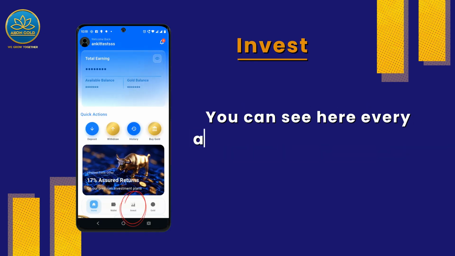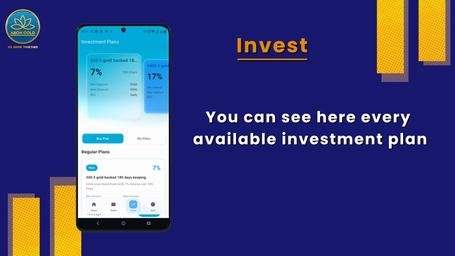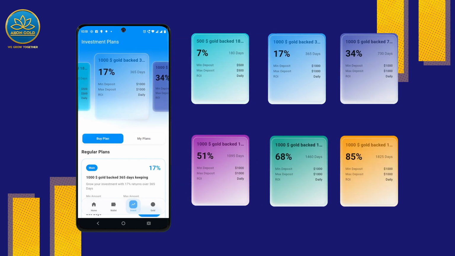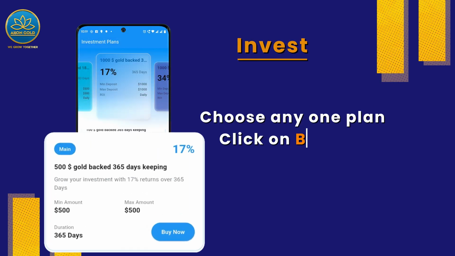Go to the Invest section. You can see here every available investment plan. You can view investment plans like 7%, 17%, 35%, 51%, 68%, 85% return. Choose any one plan. Click on Buy Now.